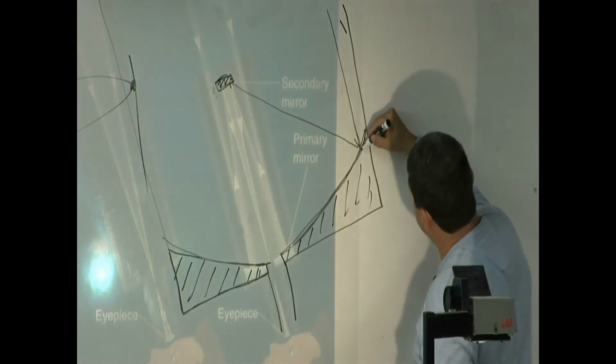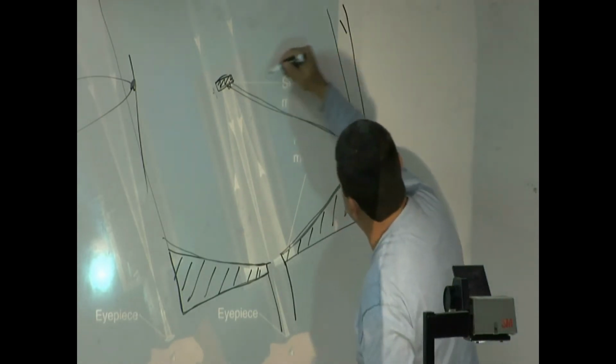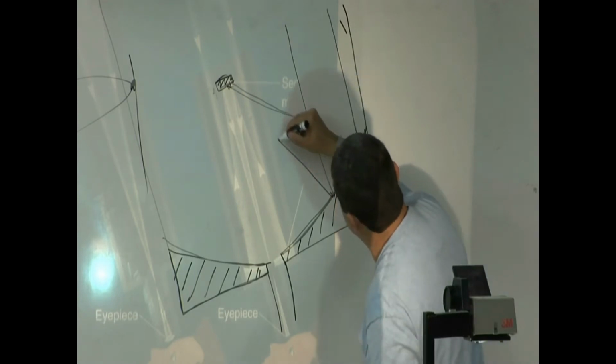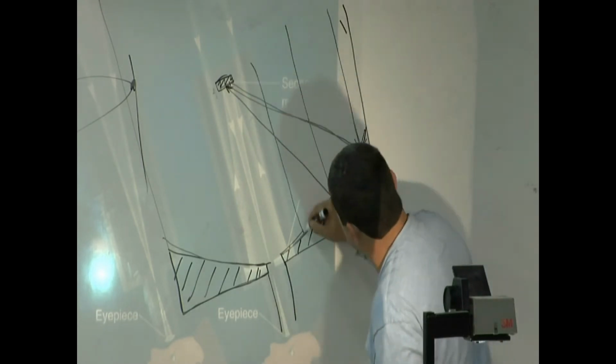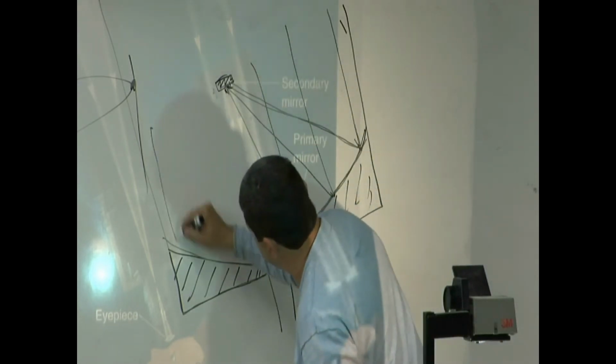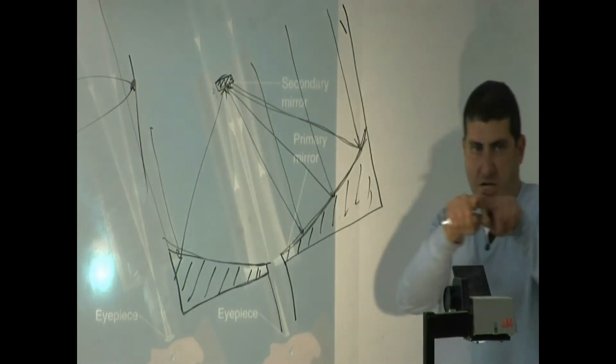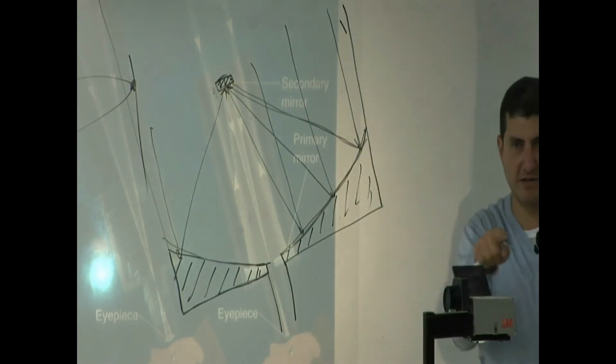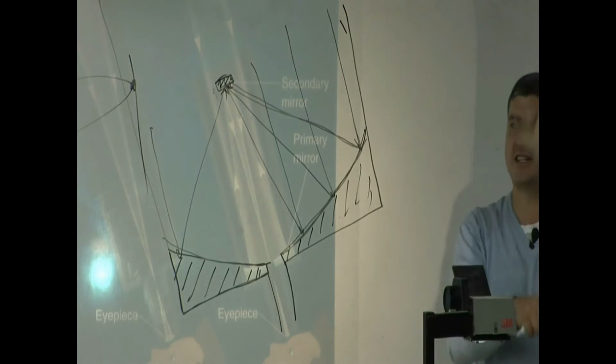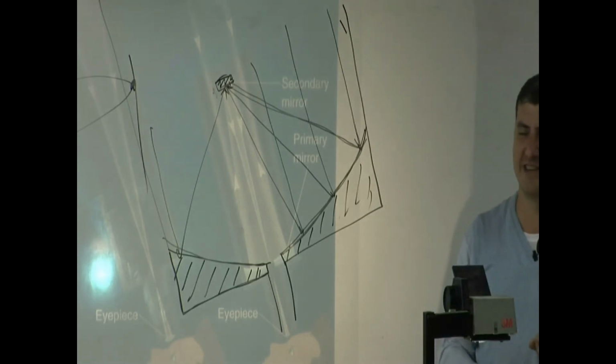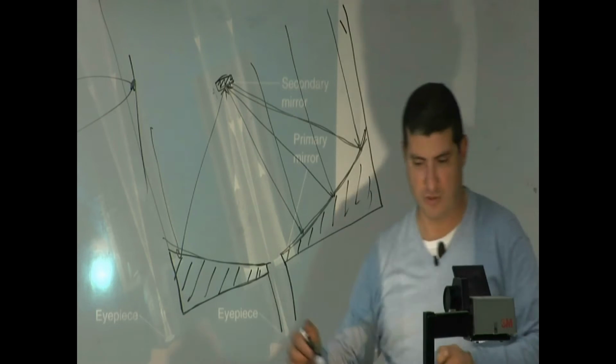The light that hits here is still going to hit the same spot. The light that hits here, still the same spot. The light that hits here, still the same spot. As long as the curvature of that mirror is correct, you don't have to make the secondary mirror big. So that gets us to the next slide.